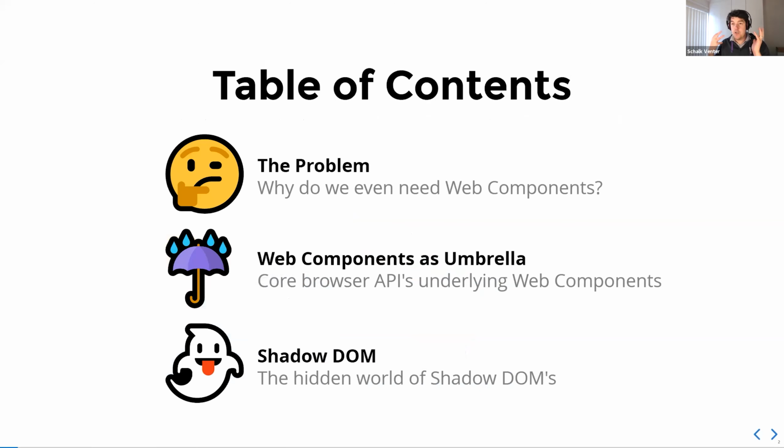Cool. So I want to talk about a couple of things. First and foremost, I want to talk about the problem: why do we even need web components? Then I want to talk about web components as an umbrella term for loads of different things. It's not a single thing. It's actually an umbrella that covers loads of little small things. And then I want to talk about the shadow DOM and why the shadow DOM is so critical to web components.